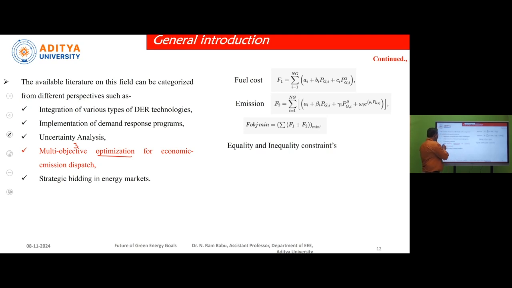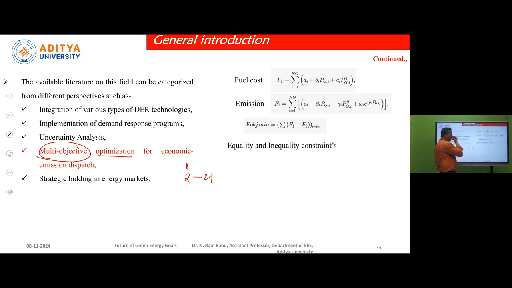Next one is multi-objective. Generally the objective function may be of one kind, that is, only one element, a single objective. If two or more than two objectives are mixed, then it will be called a multi-objective function.